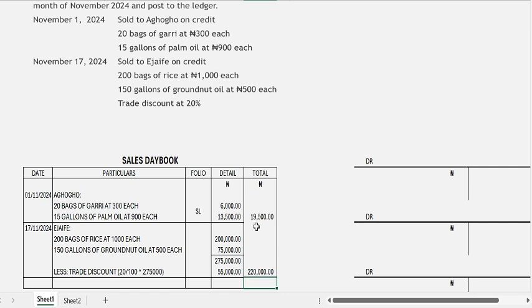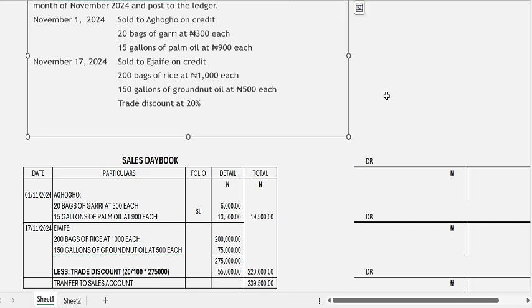So now let's add this together. Since this is the last transaction here, we have 220 plus 19,500, we have 239,500. So here we say we transfer this balance to the sales account. At the end of each period, we transfer the balance to the respective account. So this total is going to the sales account.